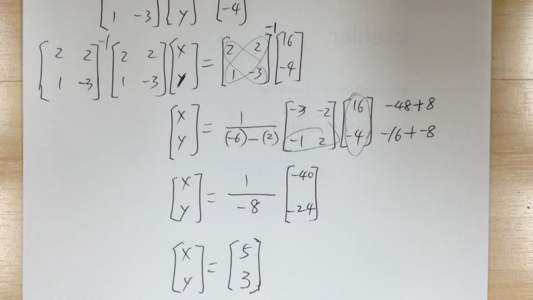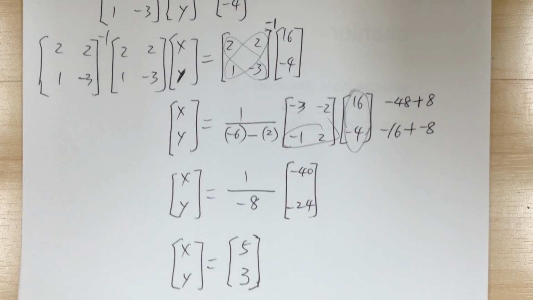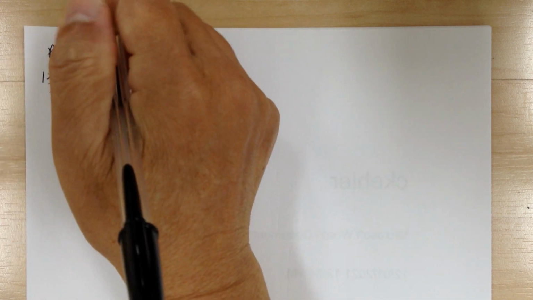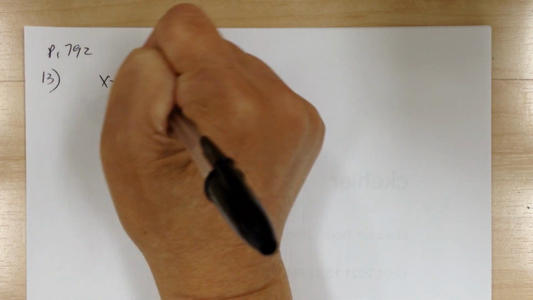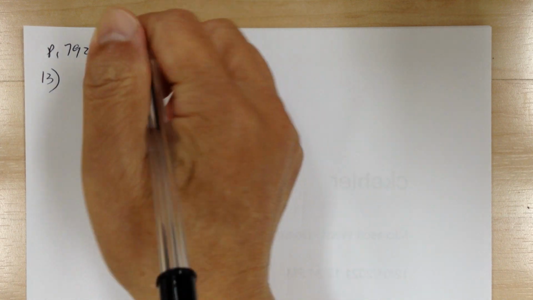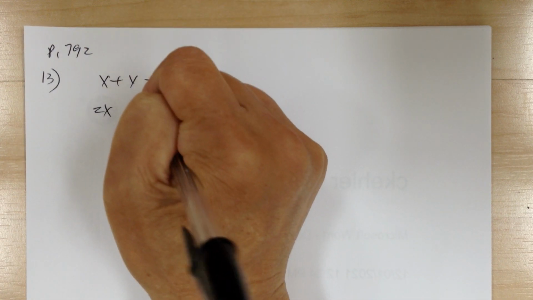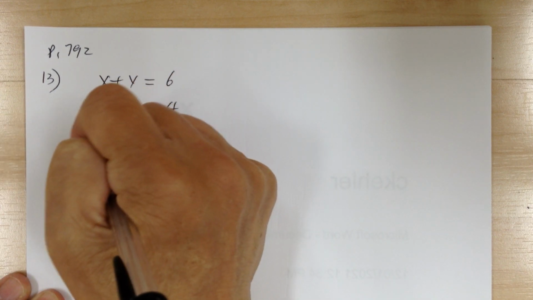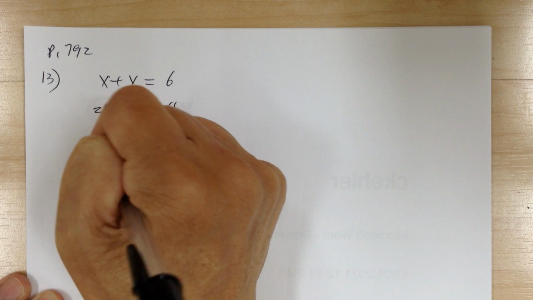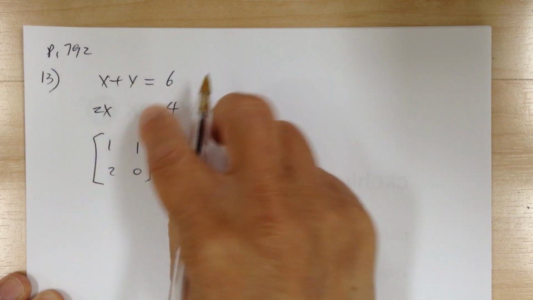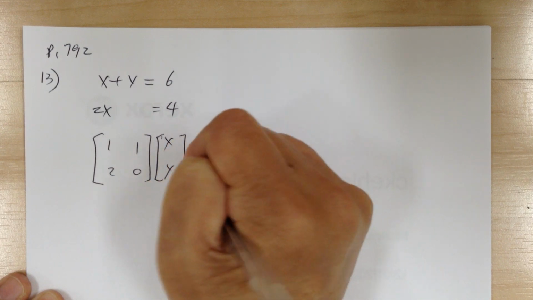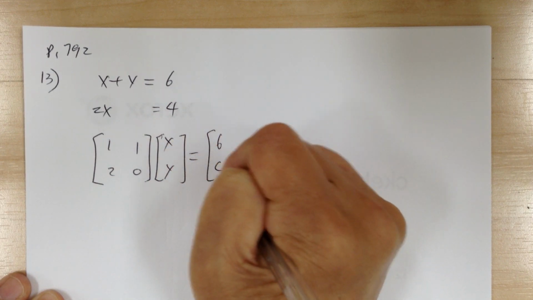Okay, let's go to the next one. I got x plus y equal to 6. I got 2x is equal to 4. And notice I kind of skipped a space over here, so you want to line everything up. So in this case, you're going to get 1, 1, 2, 0. When there's nothing, 0. Times x, y equal to 6, 4.